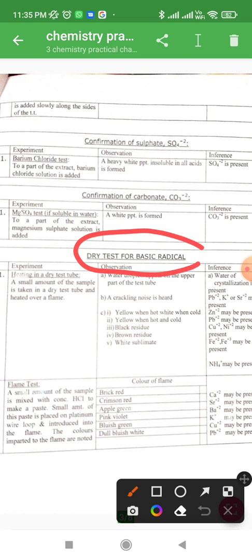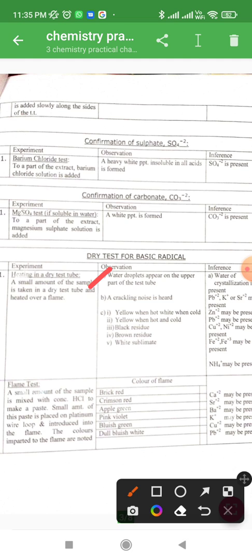Under the basic radical test also you have to write the dry test first. Again you will make 3 columns. The first column will be experiment, then observation, then inference. The first experiment is called heating in a dry test tube. A small amount of the sample is taken in a dry test tube and heated over a flame.